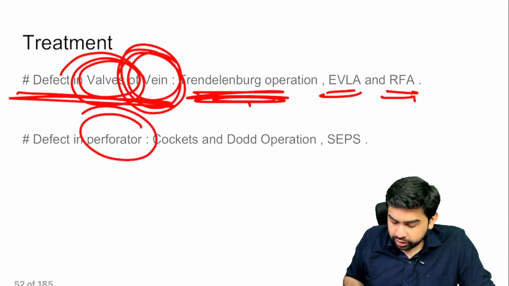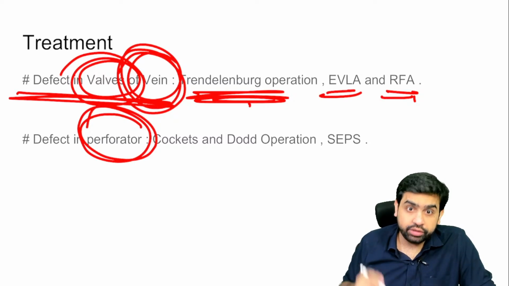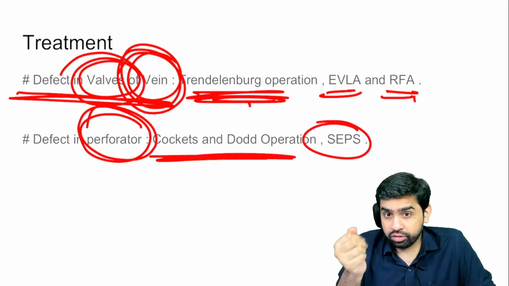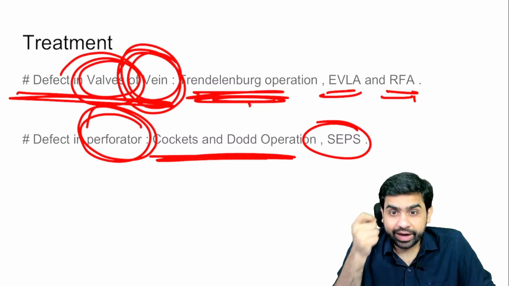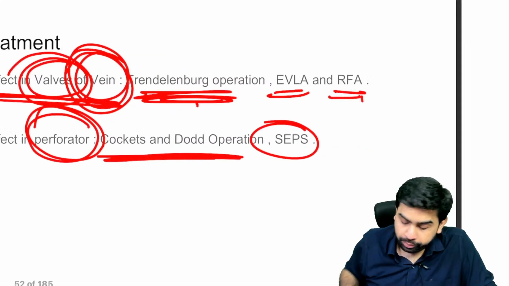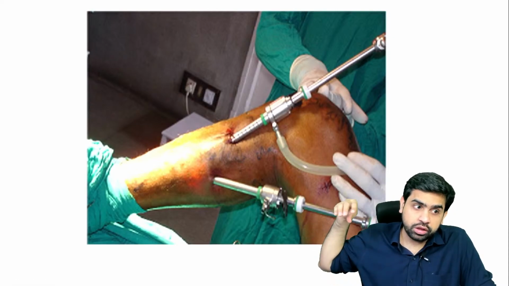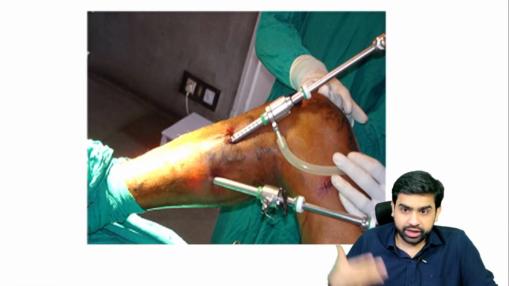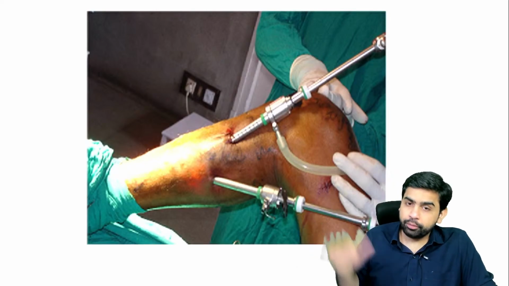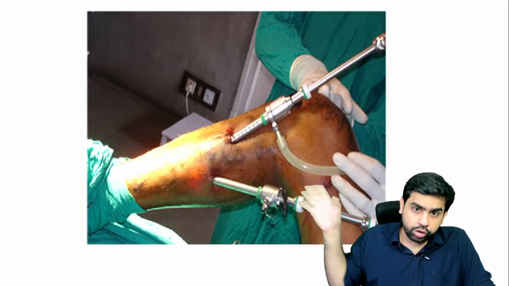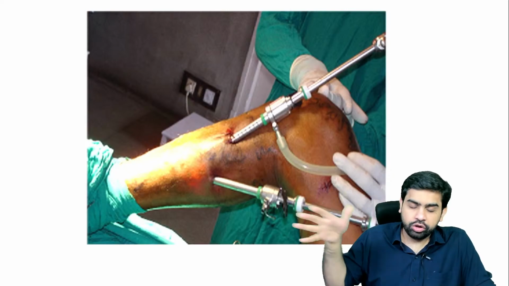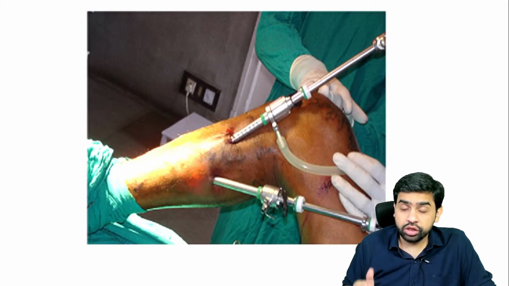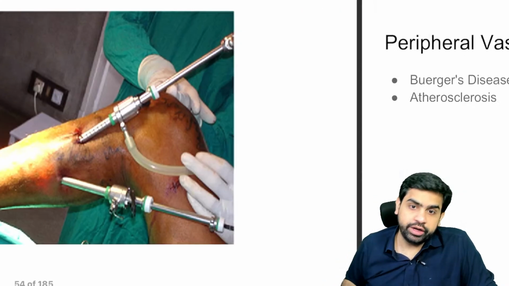Then, defect in the perforator. If there is a defect in the perforator, then you have the Cockett's and Dodd's operation and the SEPS. What is SEPS? It is subfascial endoscopic perforator surgery. Please remember this. This is an image of a SEPS. You put an endoscope wherever you want. Like we surgeons are obsessed with the endoscope, so we keep on putting it wherever we want. So this is doing varicose vein surgery with the help of an endoscope when the defect is in the perforator. So this is subfascial endoscopic perforator surgery.